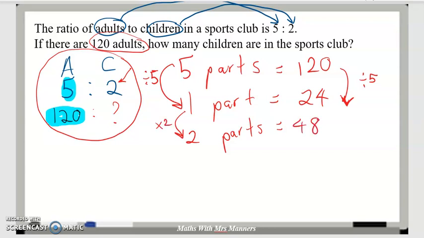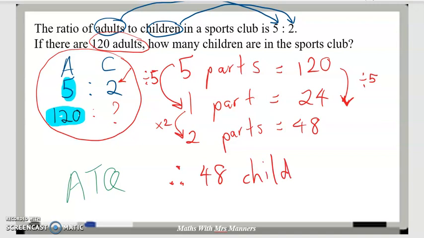So like I said in the last slide, don't forget to answer the question. How many children are in the sports club? I would just write, therefore, 48 children. Another question might be, how many people are in the sports club? In which case you would take your 48 and add it to the 120 to get 168 people. So we're now in the territory of word problems, which are always a little bit trickier. So you've really got to read carefully, highlight keywords, and just make sure you're interpreting the question correctly.